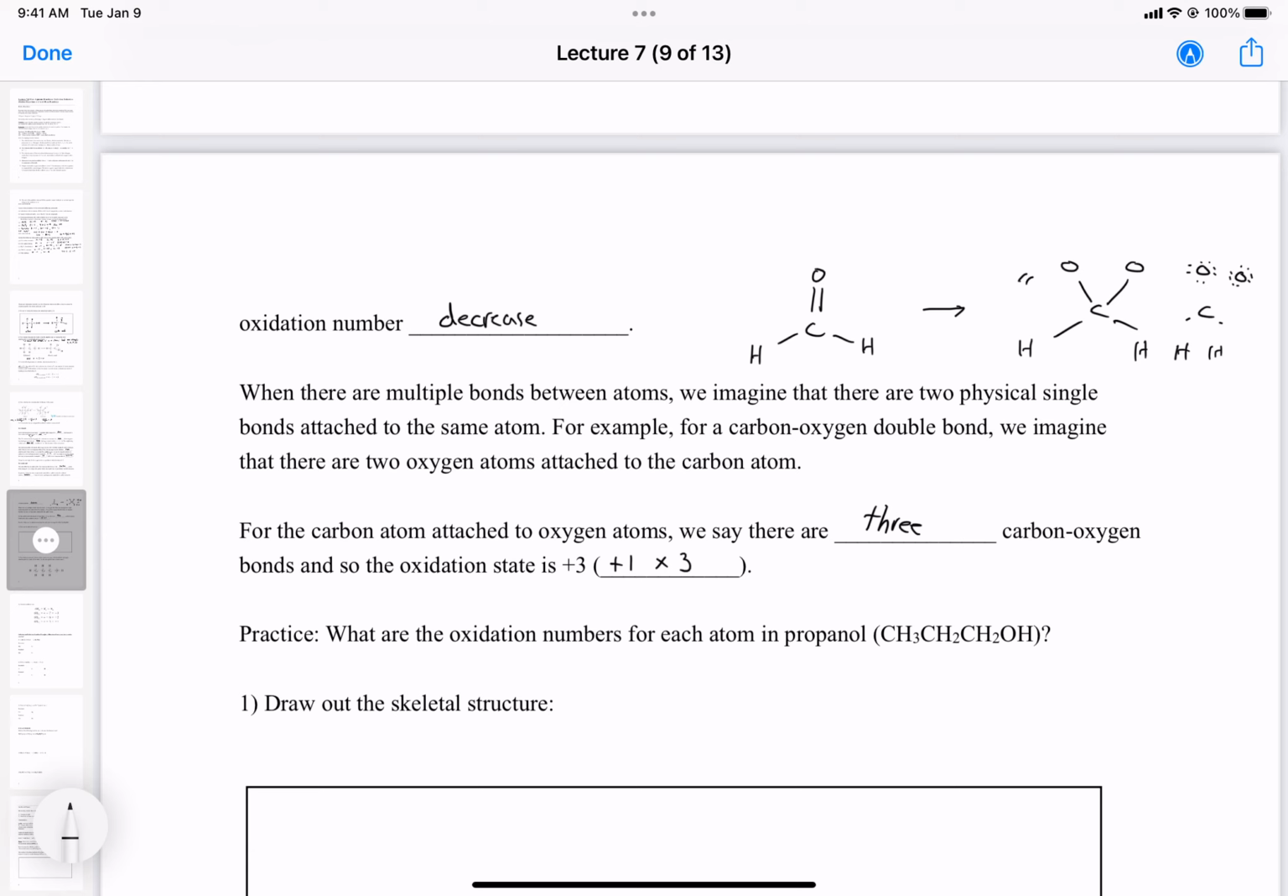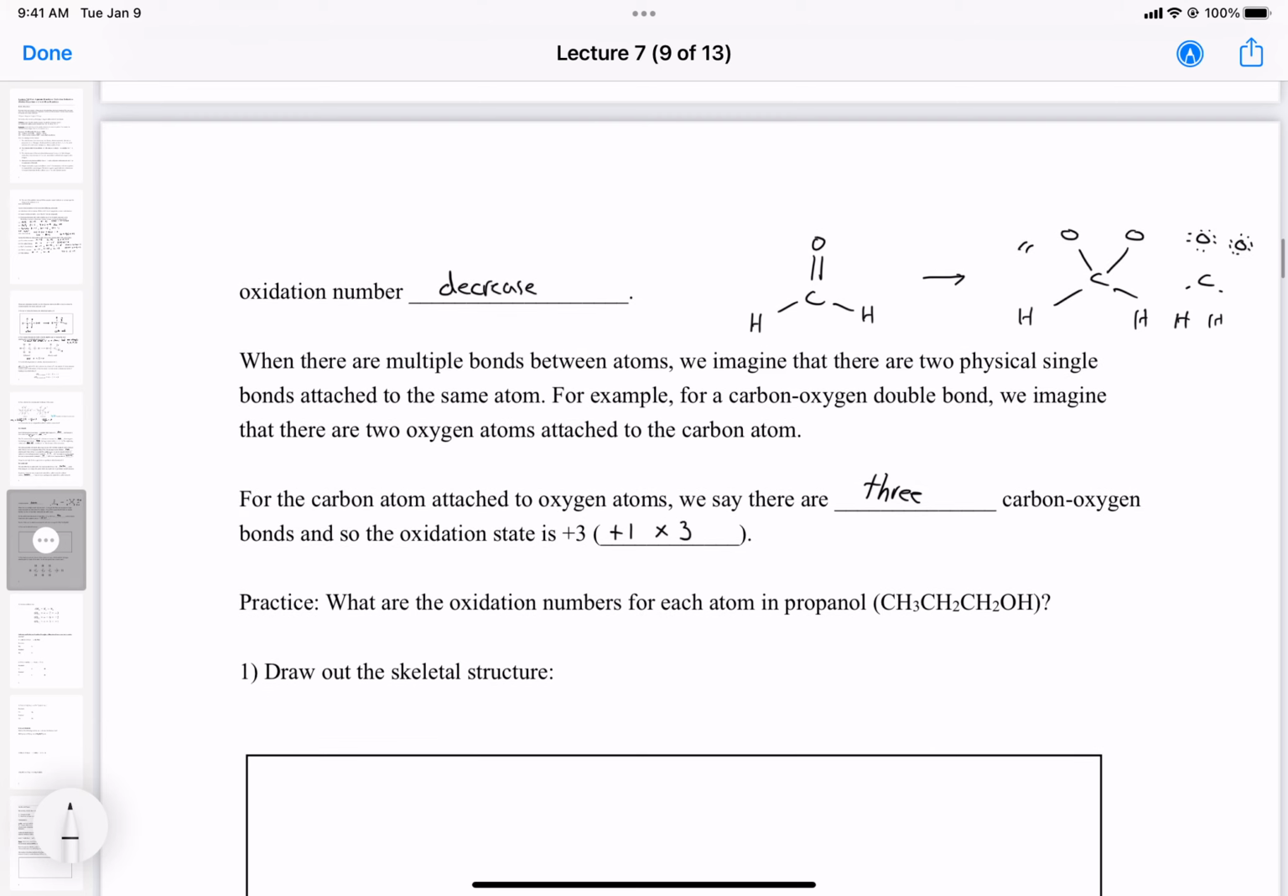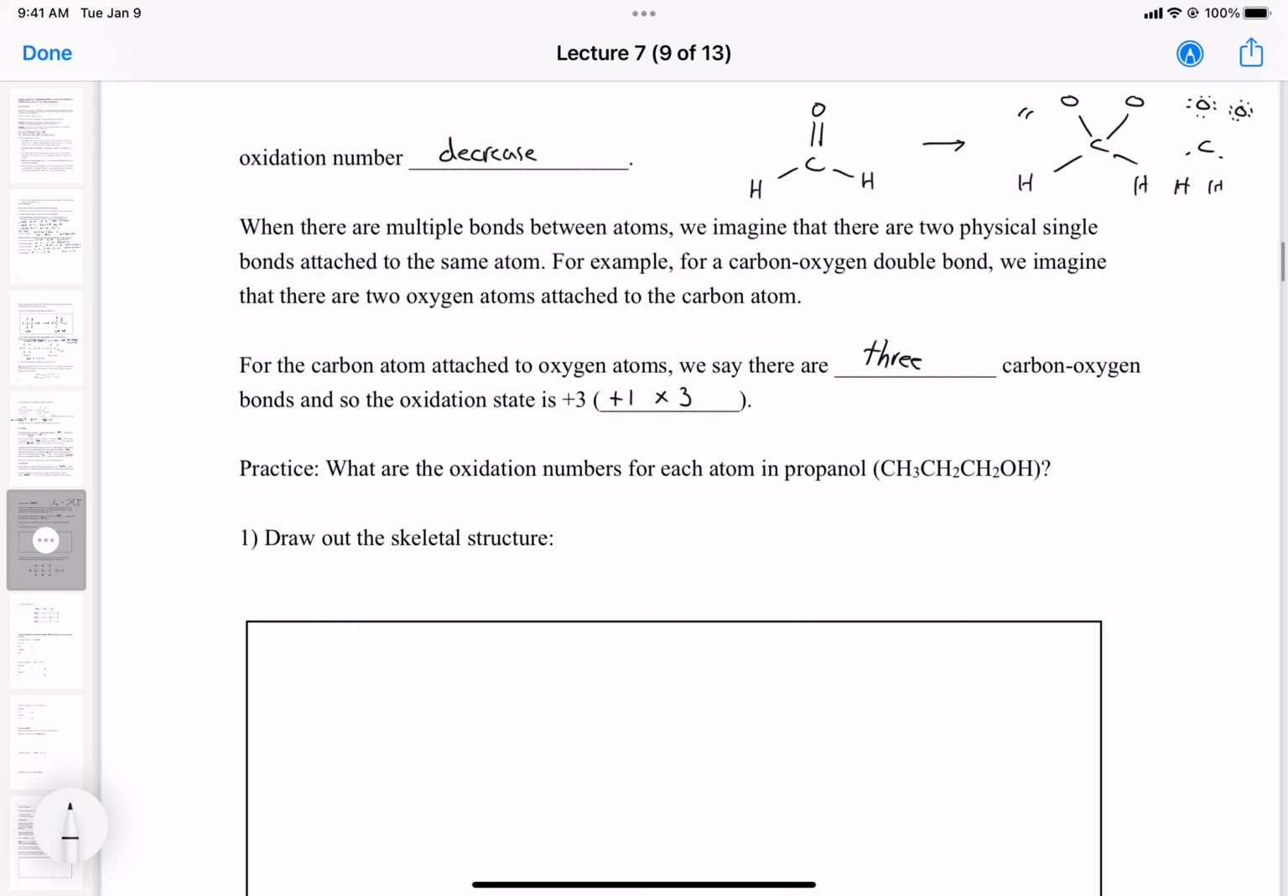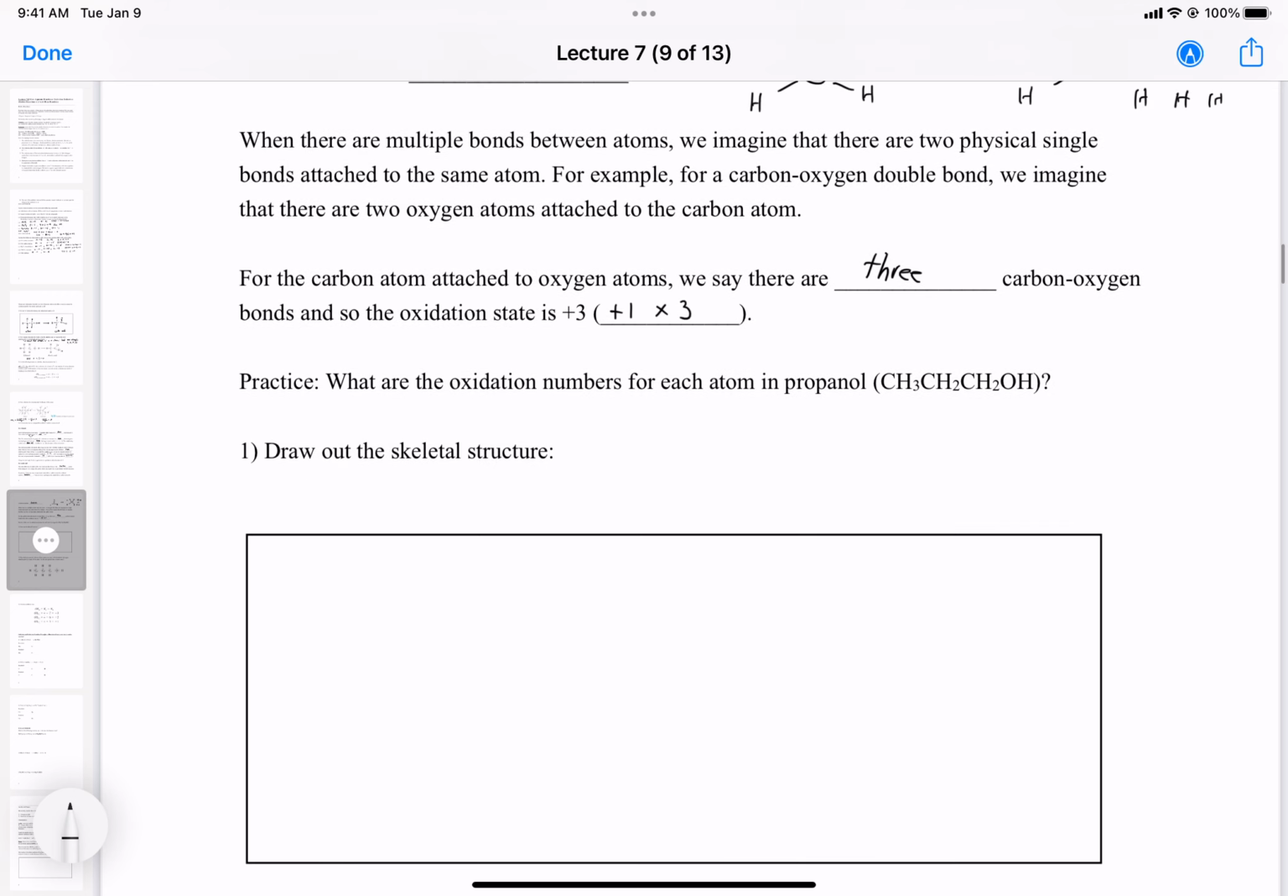So let's do some practice here. What is the oxidation state of each atom in propanol? So let's write the structure for propanol. So propanol, it looks like this.